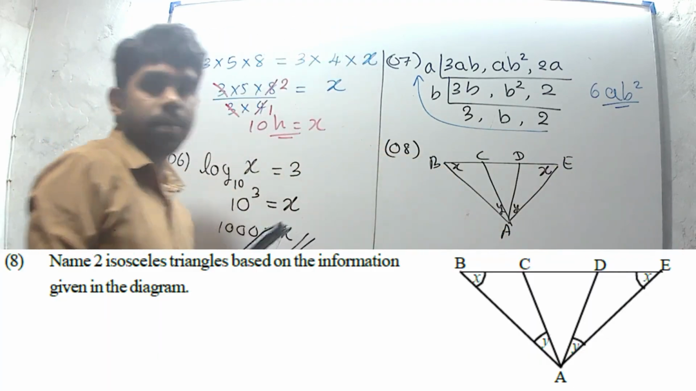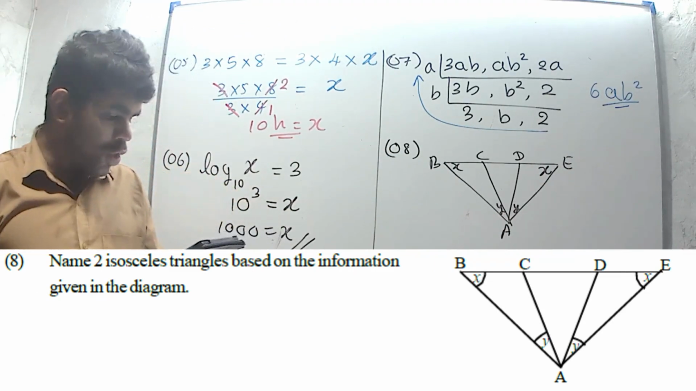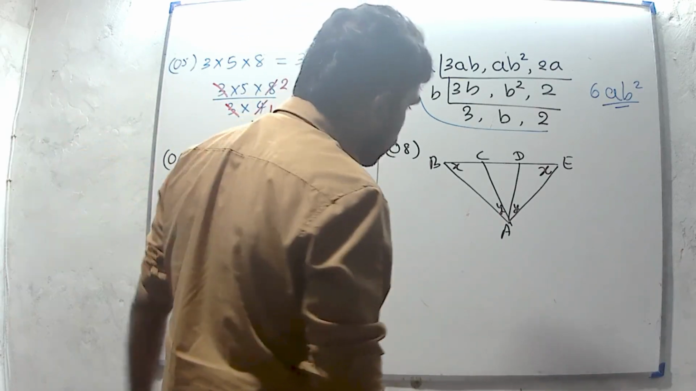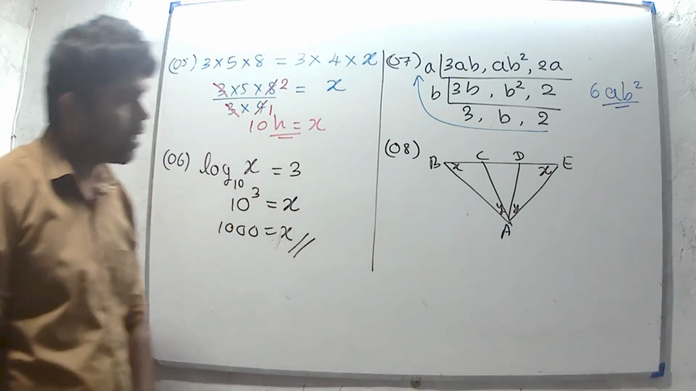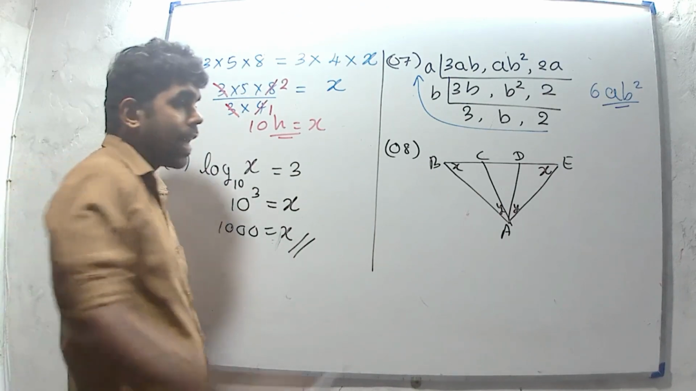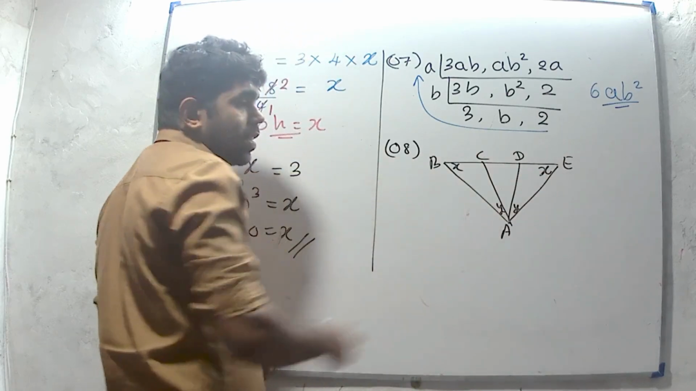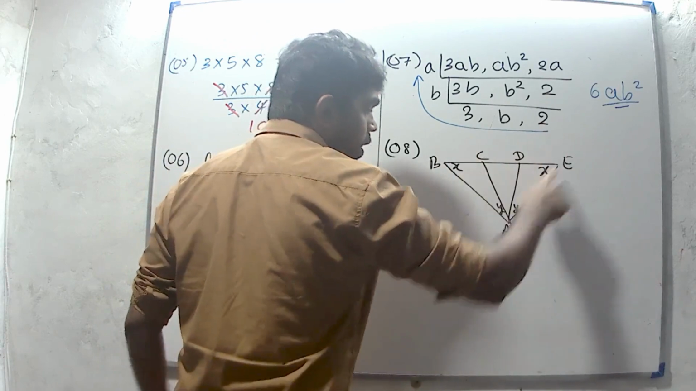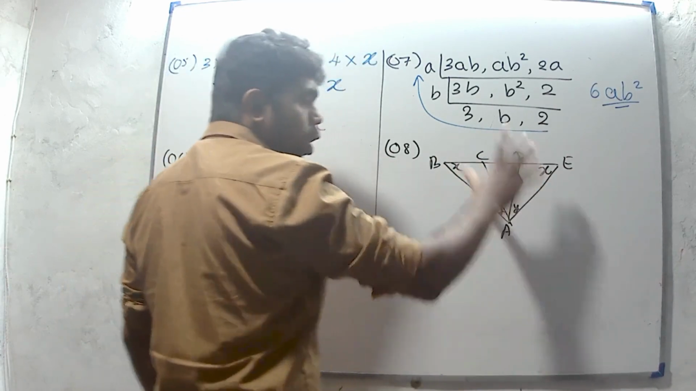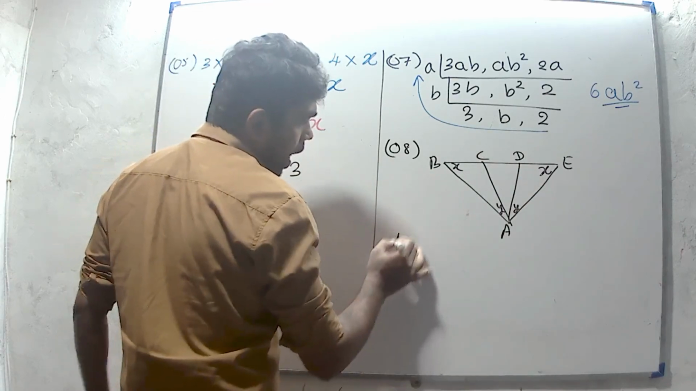Question number 8. Name two isosceles triangles based on the information given in the diagram. We have to name two isosceles triangles. We know that there are two equal angles for the largest triangle, x and x. Therefore, it is an isosceles triangle. We know that if there are two equal angles, the opposite sides should be equal. Then we can write triangle ABE.